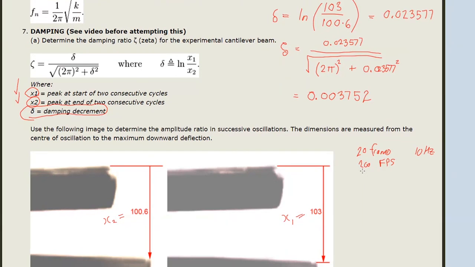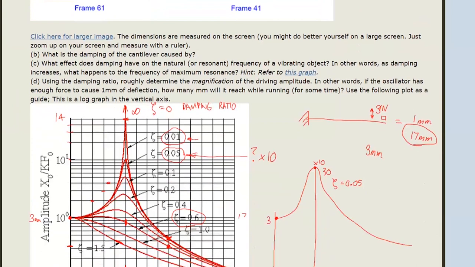All right, so then we take those two distances or amplitudes and we feed them into this equation first, in order to find the decrement, and then once we've got the decrement, we can put it in the other equation to find the damping ratio. The only problem is the damping ratio is off the graph because we have 0.003, so it's less than the 0.01. We need a graph that has a smaller damping ratio than 0.01.